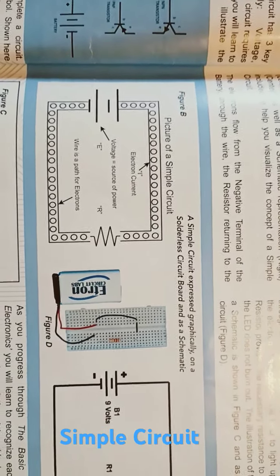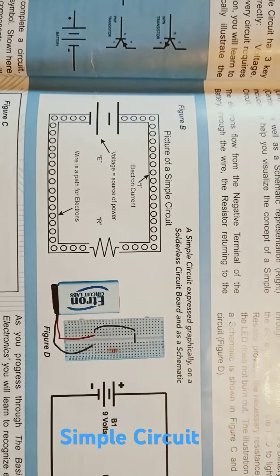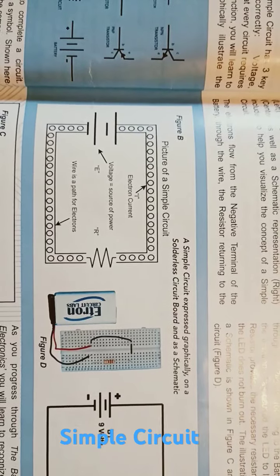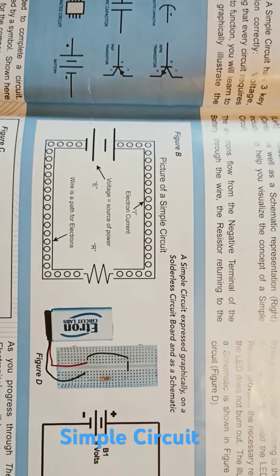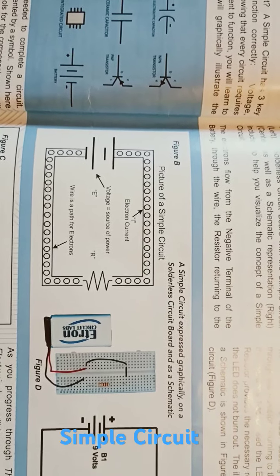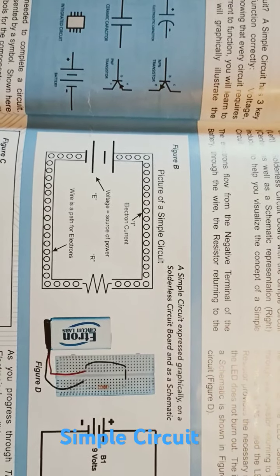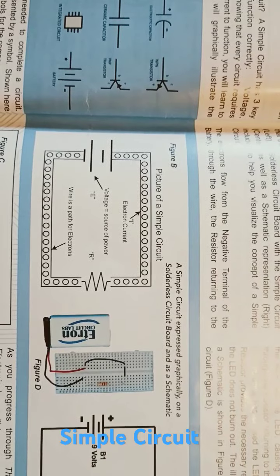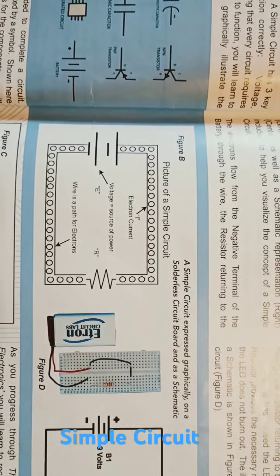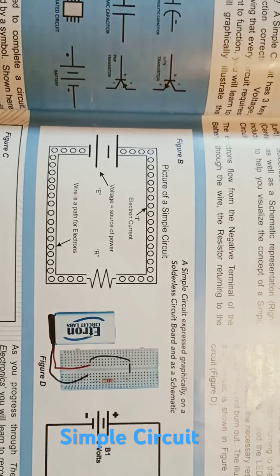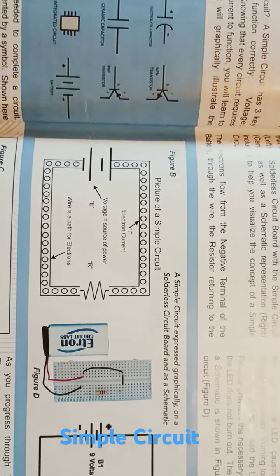And you may be asking the question, what is a simple circuit? A simple circuit has 3 key distinct properties to function correctly: voltage, resistance, and current. Knowing that every circuit requires voltage, resistance, and current to function, you will learn to read schematics that will gradually illustrate the necessary components needed to complete a circuit.